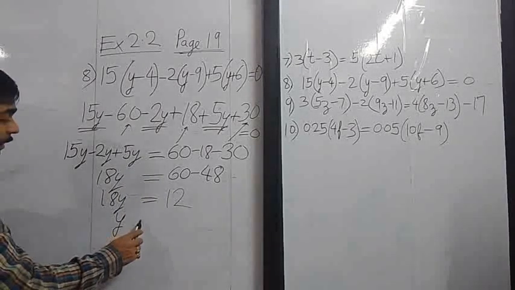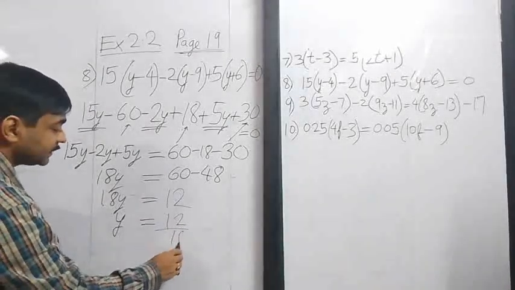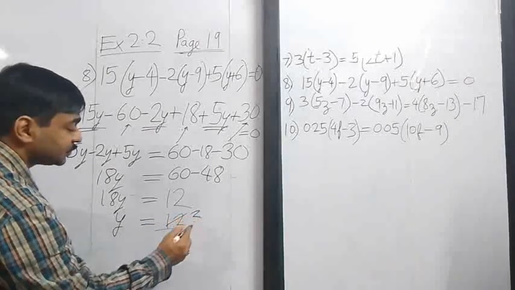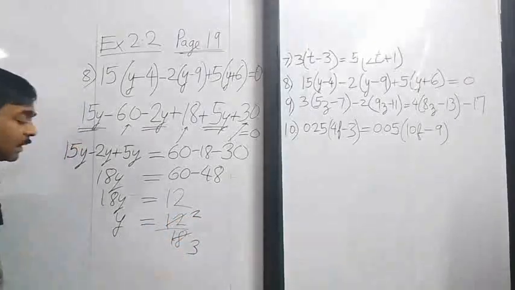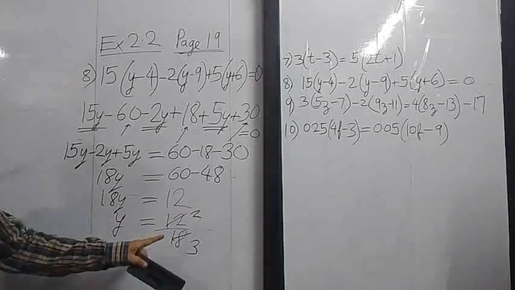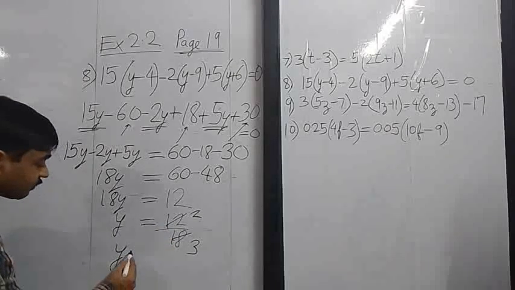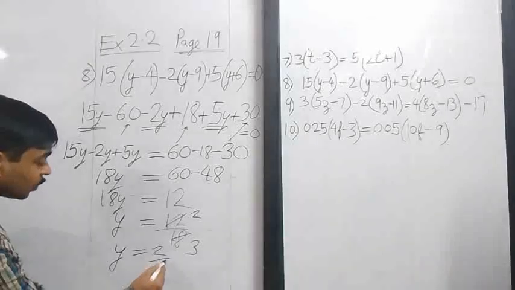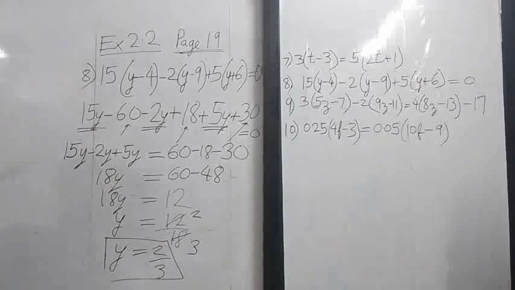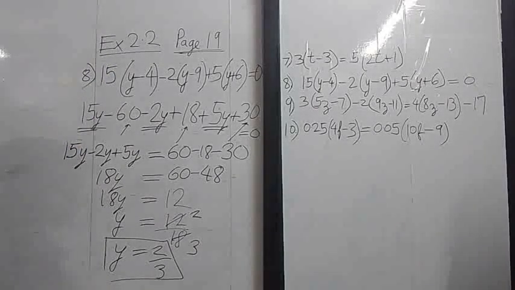y equals 12 over 18, which means I can say 6 into 2, 6 into 3. I can divide the fraction by 6. 6 into 2 is 12. 6 into 3 is 18. So I say the value of y is 2 over 3. There you go. The final answer for this equation is the value for y is 2 over 3.